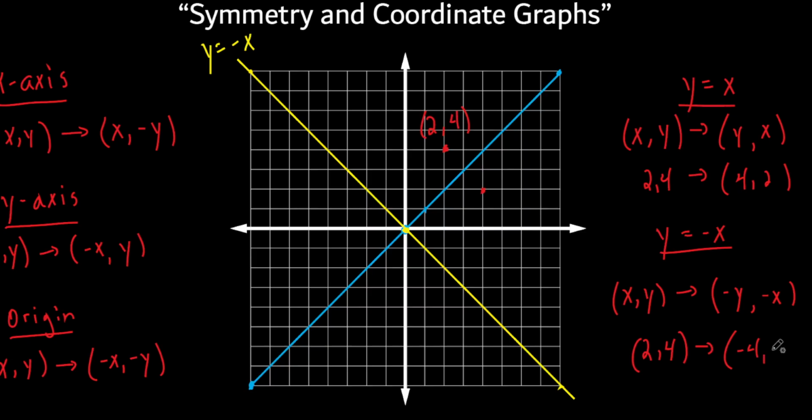-4 what? -2. All right? So -4, 1, 2, 3, 4, -2. Would you agree? If I took that point and I folded this graph along that yellow line, that's where that point's going to be located now, at -2, -4.